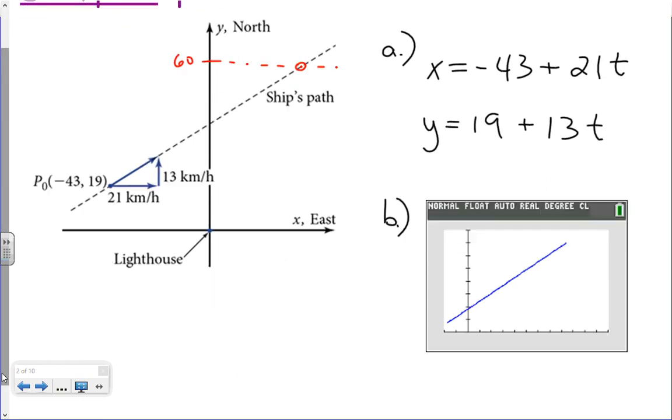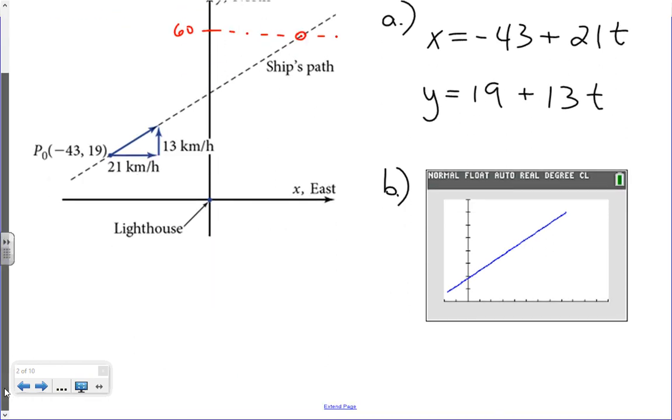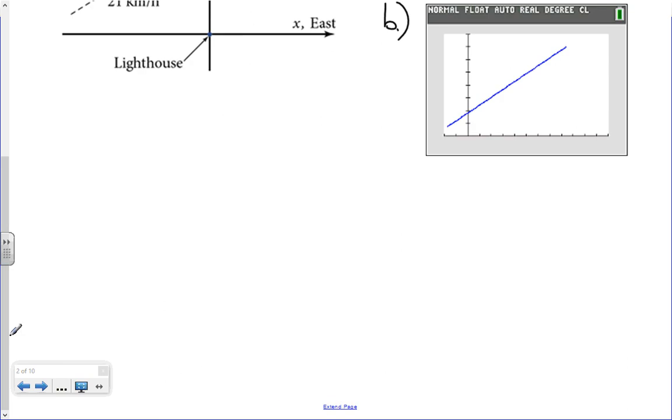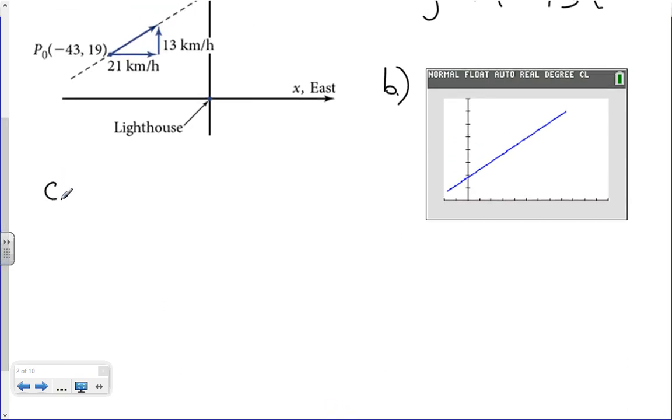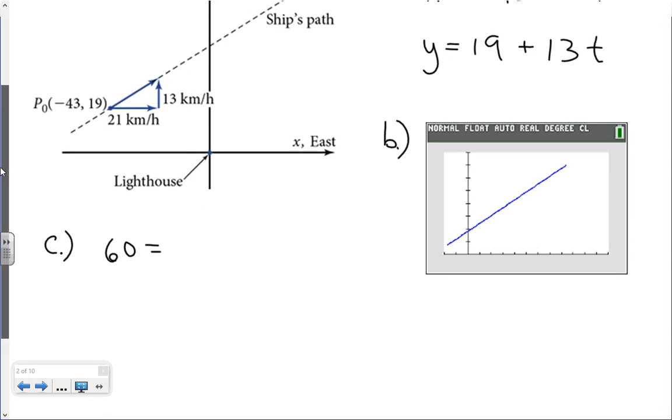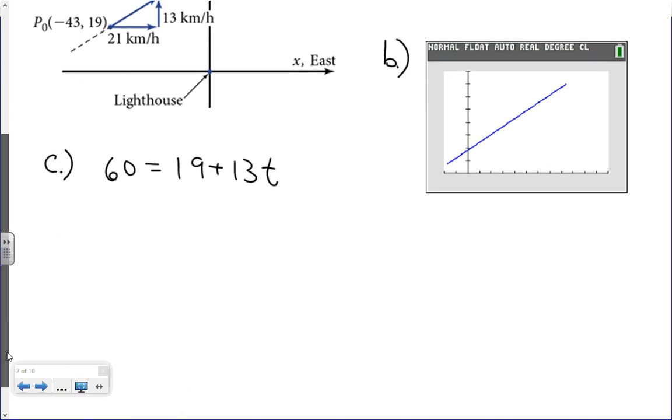So for part C, I'm going to take the y equation and set it equal to 60. So I'm going to say 60 is equal to, what was our equation? It was 19 plus 13t. And I want to solve this equation for t. That will tell me how much time it's going to take for me to be 60 kilometers north of the lighthouse.